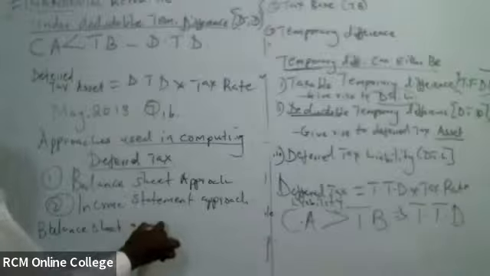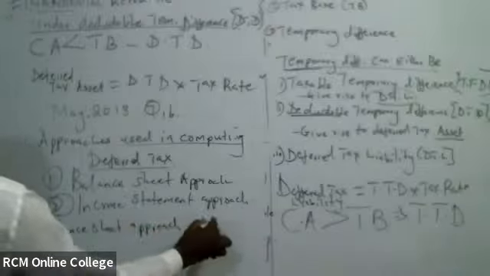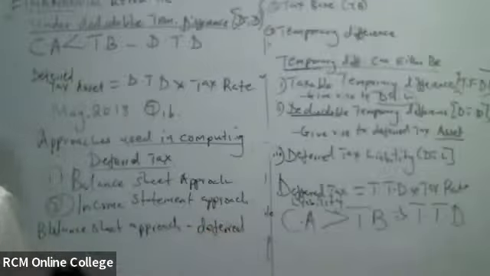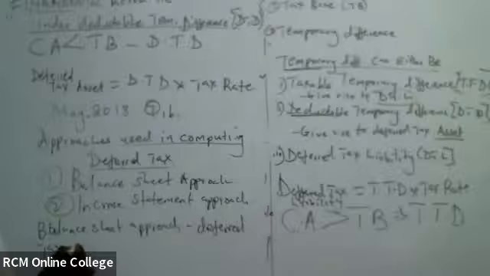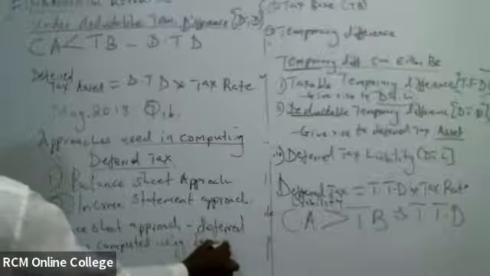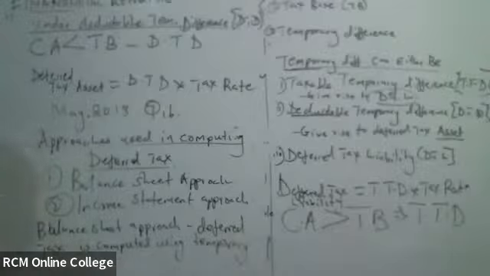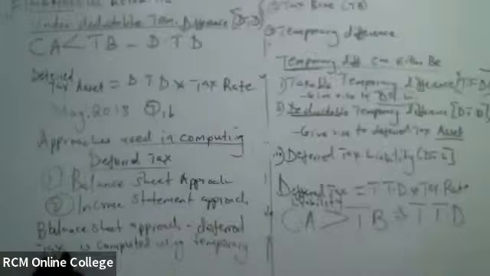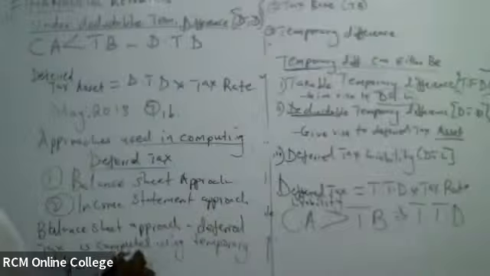Balance sheet approach. Deferred tax is computed using temporary difference, because that is a difference between the carrying amount and the tax base.